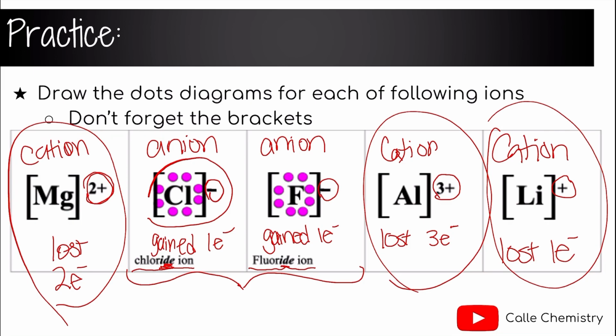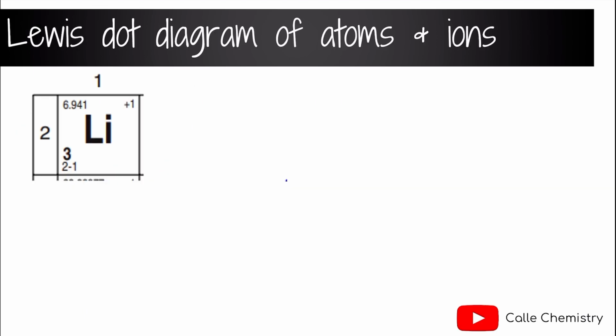So aluminum has not changed, even though it is now a cation. It is still aluminum, so it would be aluminum ion. Lithium's name will not change as well. It would be lithium ion. And magnesium, the name didn't change. It will be magnesium ion. Okay. So now let's compare the Lewis dot diagram of an atom and of an ion.